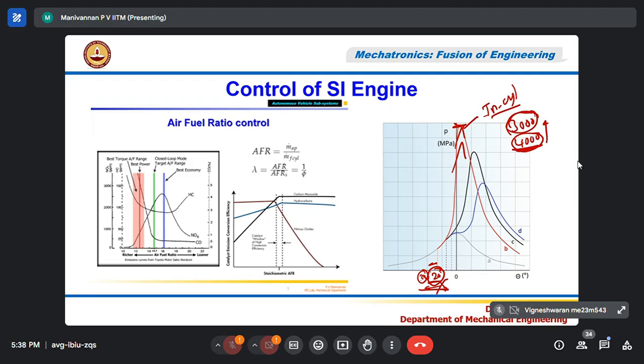And what should be done? You have to map and store inside your ECU. In the test bed, you have to develop it, run the engine at different speeds, note down and store it as a lookup table. I will show you in the next slide. Don't worry. Quickly, I will show that, because today I want to complete this.